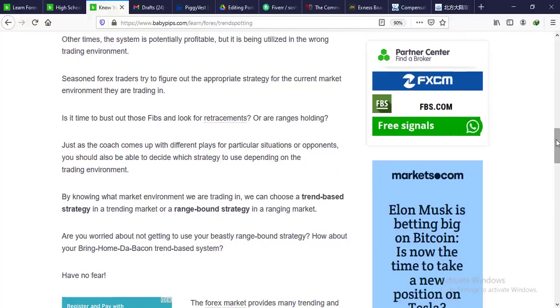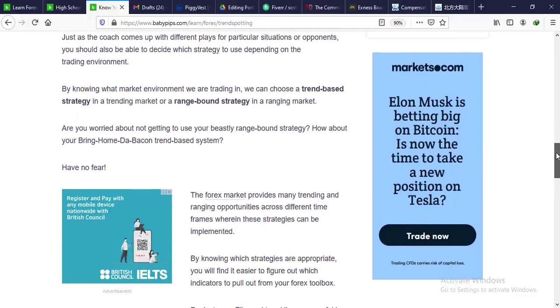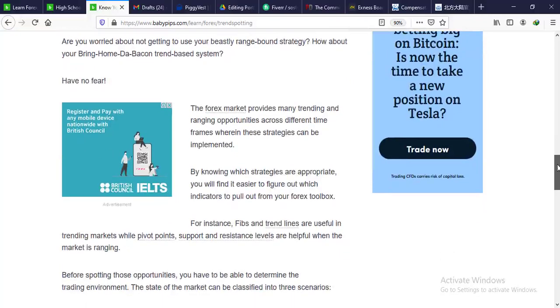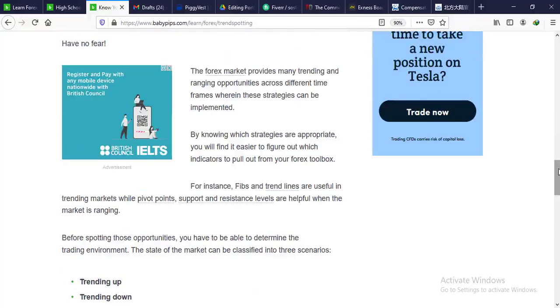Now there are times whereby you have to bring out your Fibonacci retracement levels and your trend lines, watch for candlestick patterns and all that. They are suitable for different kinds of trading environment. So by knowing what kind of market environment we are trading in, we can choose a trend-based strategy if it's a trending market, or a range-bound trading strategy if we are in a ranging market. So that's the difference. If you are in a trending market, use a trend trading strategy. If you are in a range-bound market, you use range-bound strategies. You bring out the tools that can help you trade the range-bound strategy.